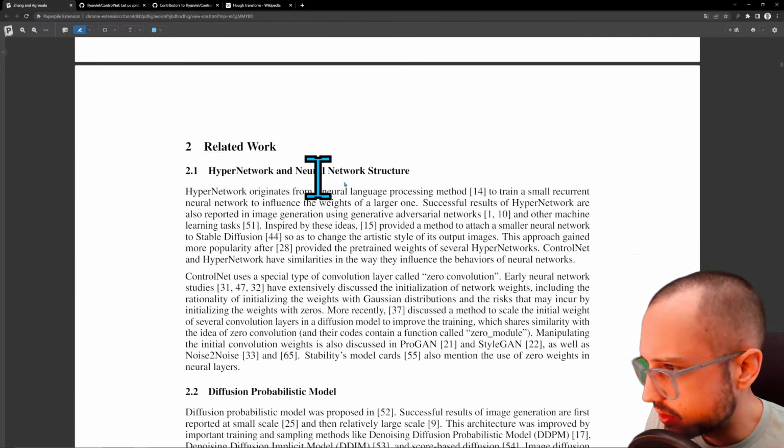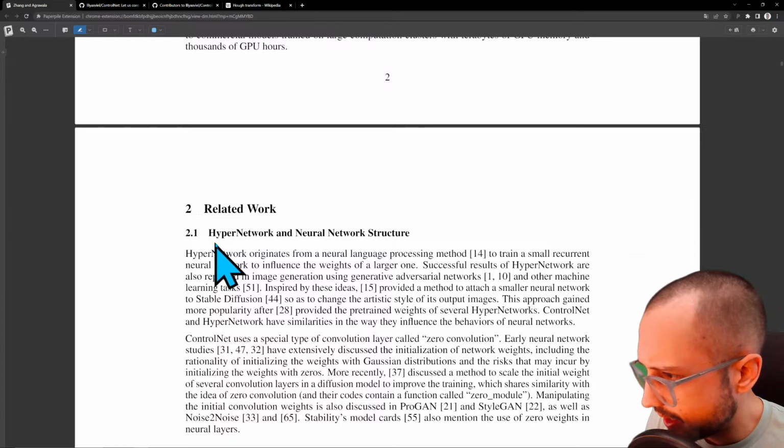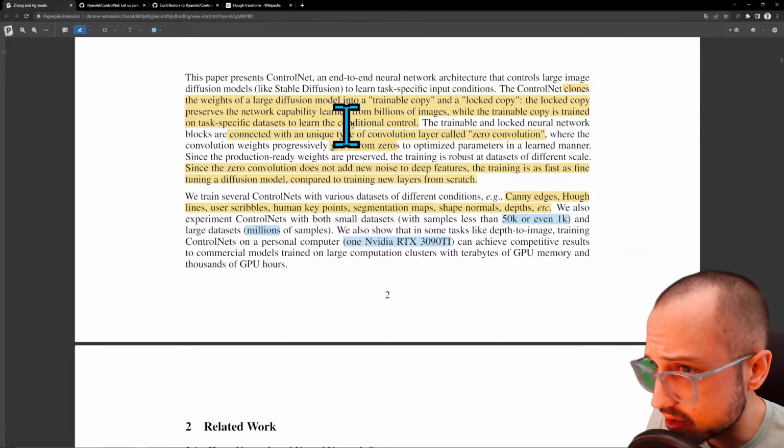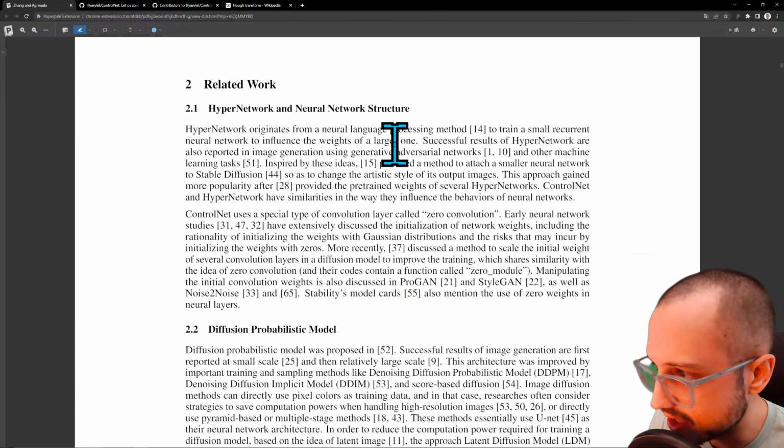Related work, hypernetwork and neural network structure. Okay, so here they're going to probably just introduce diffusion models. Hypernetwork originates from a neural language processing method to train a small recurrent network to influence the weights of a larger one. Okay, so this might actually be where they get this connection, right? So they introduced here this concept of having a trainable and then a locked neural network. So two different neural networks that are basically connected layer by layer, and one of them starts at 0. So this is kind of a weird little setup here.